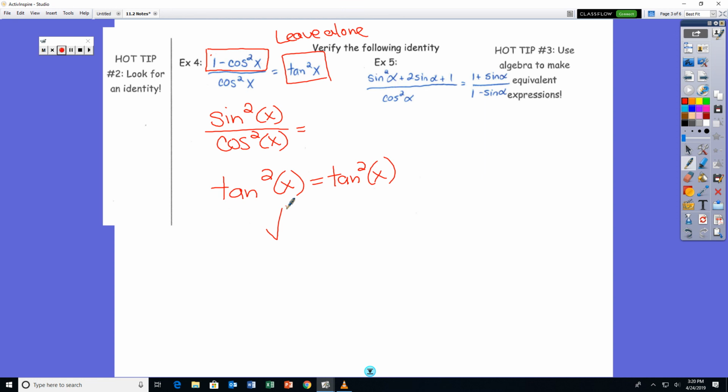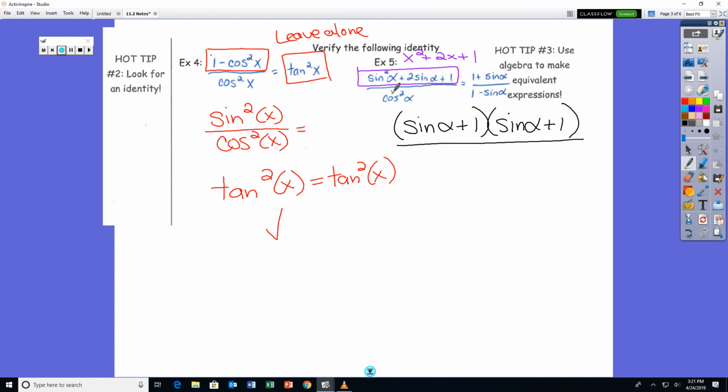All right, and one more. We have example number 5 here. We got a lot going on here. Biggest thing, we have some squareds on the left, we have not squareds on the right. My top portion right here, this looks like something that can be factored. It's very similar to x squared plus 2x plus 1. So if I factor it using the same process, we'll get in our numerator sine of alpha plus 1 times sine of alpha plus 1. My denominator is still cosine squared at the moment.